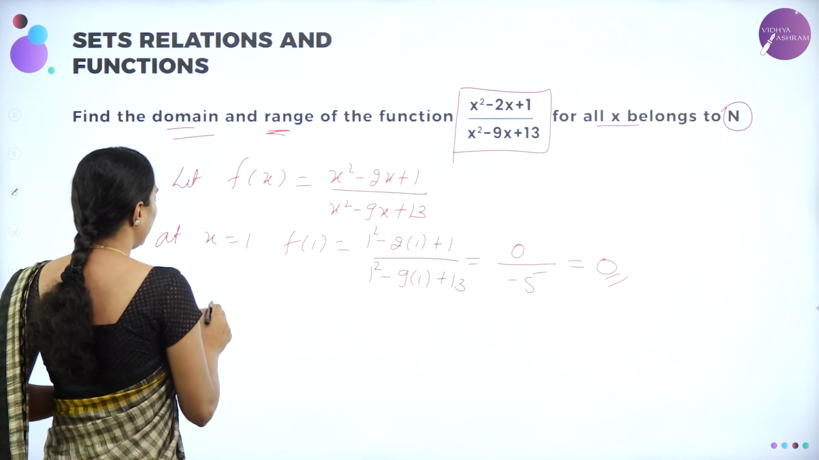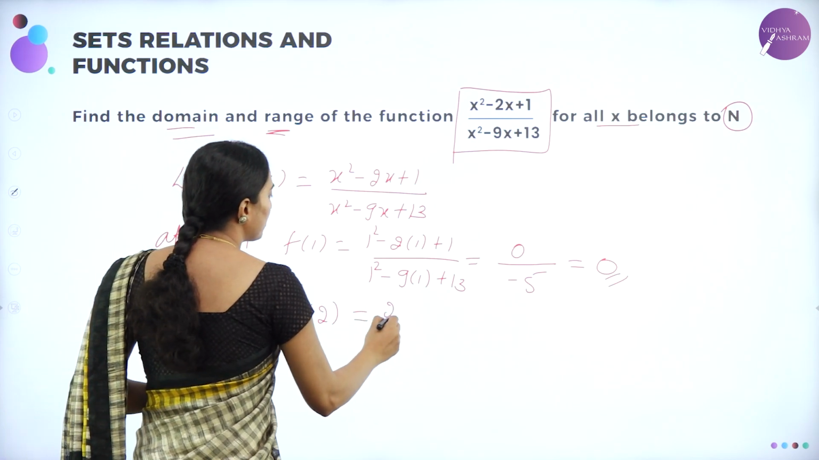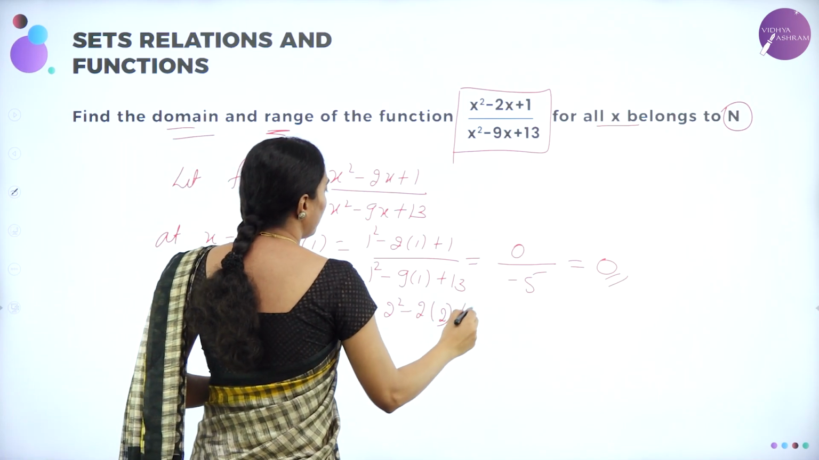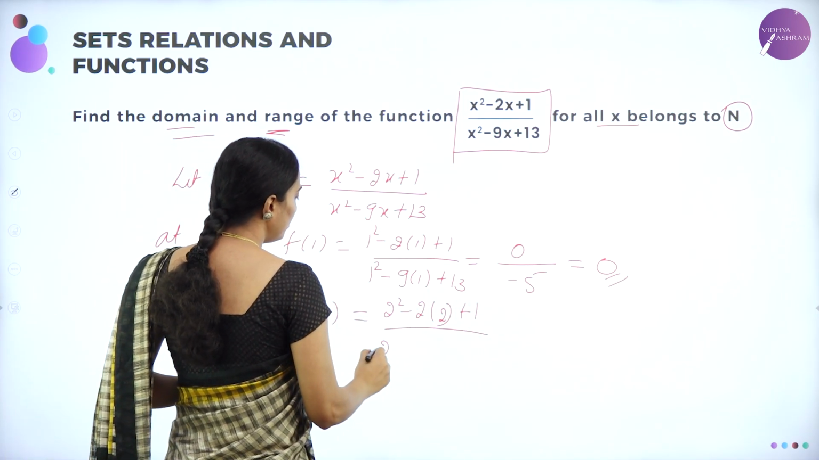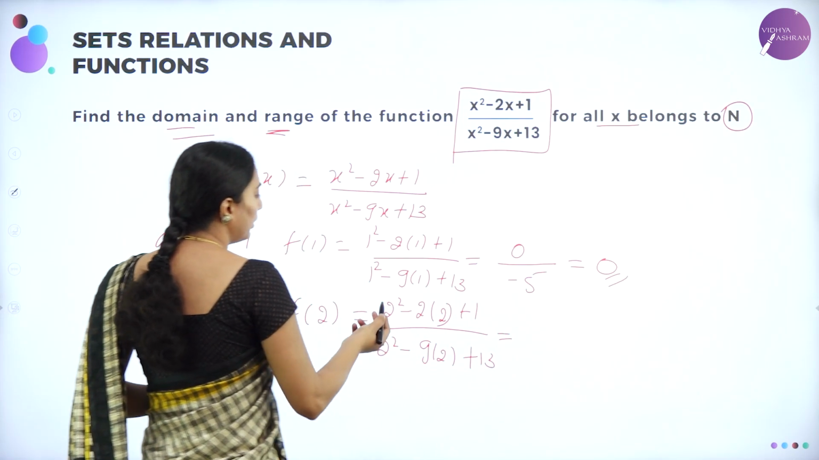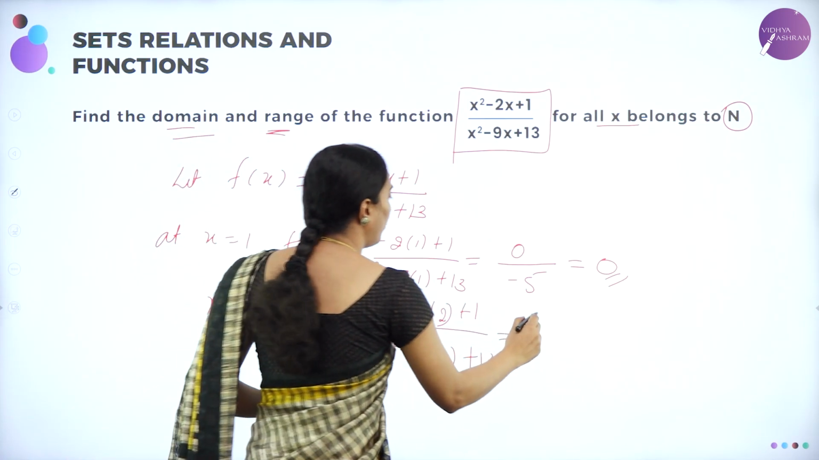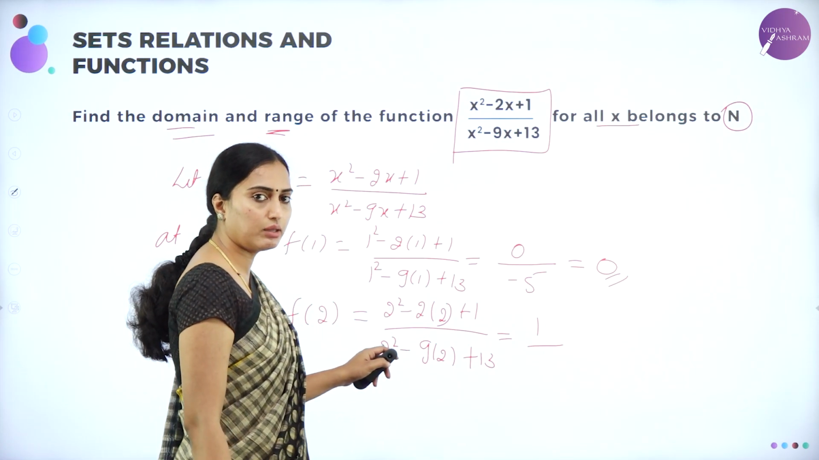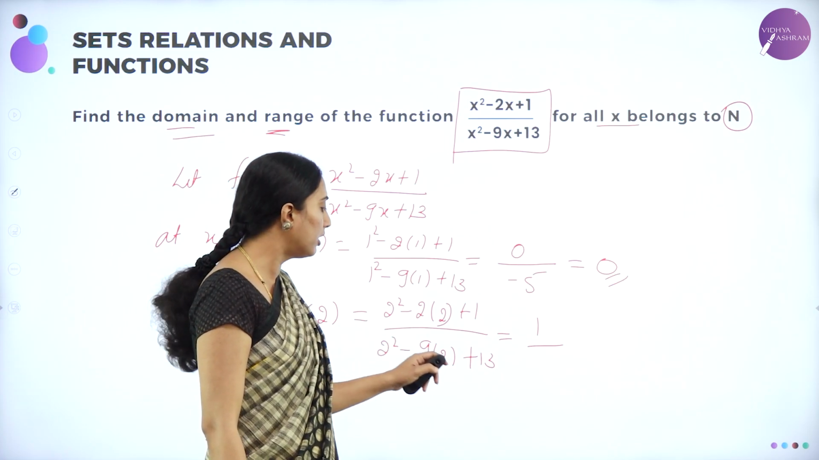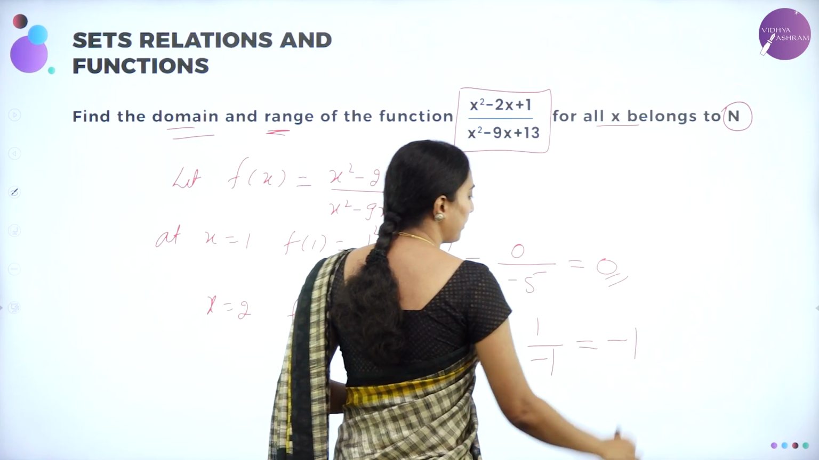Isn't it? Next, at x equal to 2. f of 2 is nothing but you are going to have 2 squared minus 2 into 2, putting x equal to 2 wherever x is there, plus 1 divided by 2 squared minus 9 into 2 plus 13, which will be 2 squared is nothing but 4. 4 minus 4 is nothing but 0. 0 plus 1 is nothing but 1 divided by 2 squared is nothing but 4. 4 minus 9 twos is 18. 4 minus 18 is minus 14. Minus 14 plus 13 is nothing but minus 1, which will be 1 by minus 1 is minus 1.